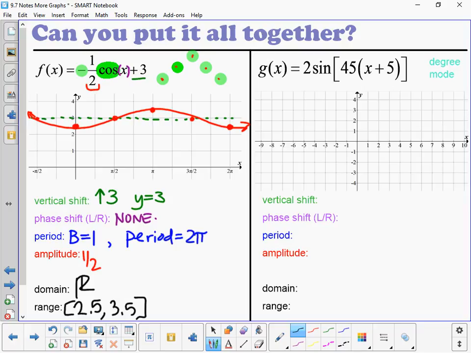Let's try function g of x. So we have g of x equals 2 times the sine of the quantity 45 times x plus 5, and that's all grouped. So what we want to think about first is our vertical shift if our midline changes. Now we would find that over here. So our vertical shift is that there's not one. That means the midline is at 0.